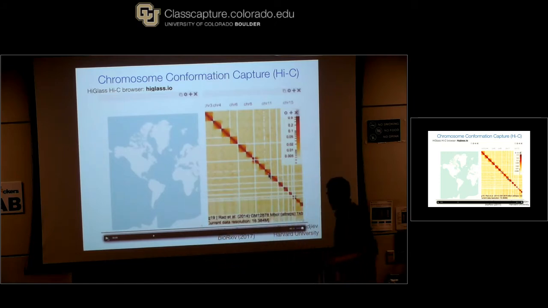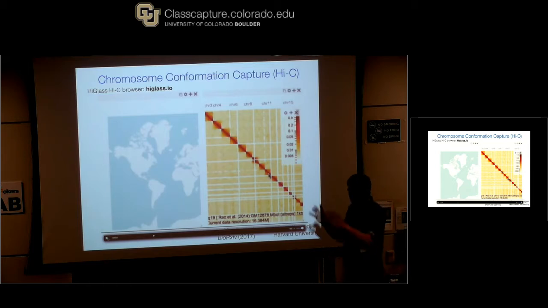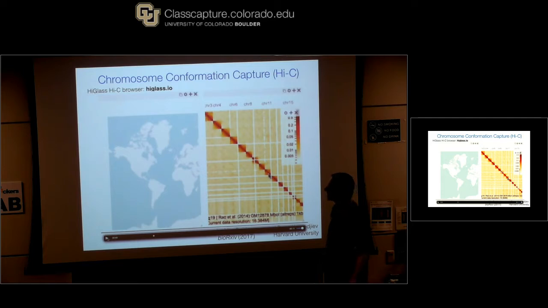So what are the squares? This is a whole genome. Yes, these are individual chromosomes. It's written. So these are individual chromosomes.